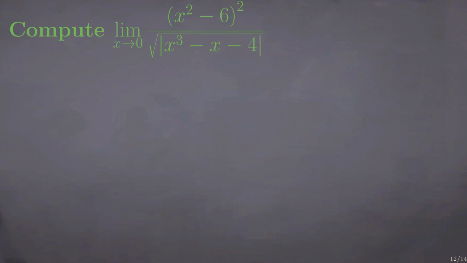Okay, so now let's take a look at some particular example. Here we made up a very bizarre function: (x squared minus 6) all squared, divided by the square root of the absolute value of x to the power 3 minus x minus 4. The reason that we cook up this weird function is because we want to have a chance to apply most of the rules that we just described so far.